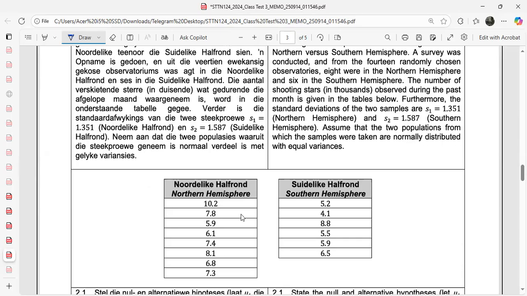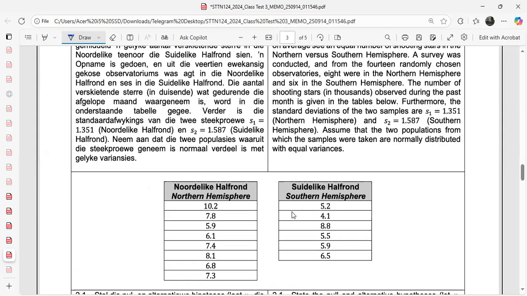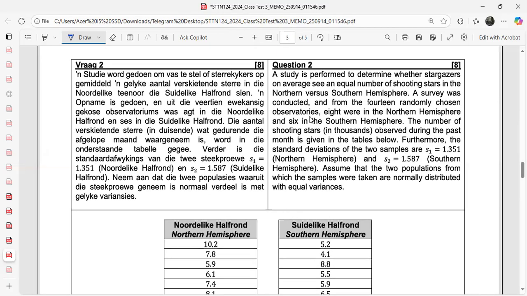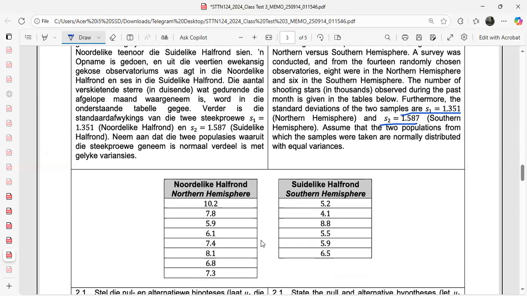We're given the northern hemisphere and the south there. Yeah, the information: a study is performed to determine whether stargazers, on average, see an equal number of shooting stars in there. Furthermore, the standard deviations of 2 samples: sample one, standard deviation of this, and standard deviation of this. By just looking at this, you can see that the method we're going to use is the one for the two populations.